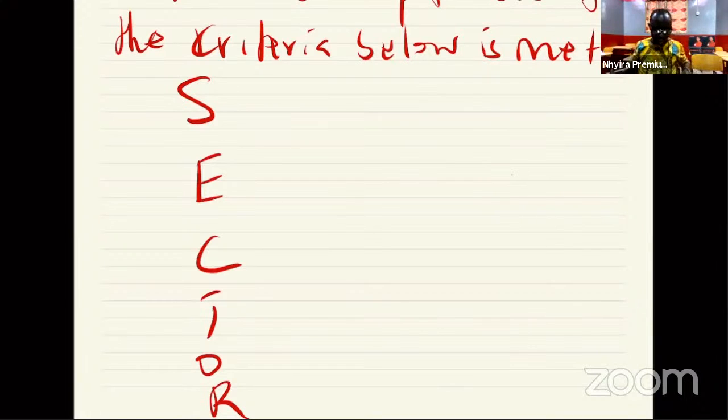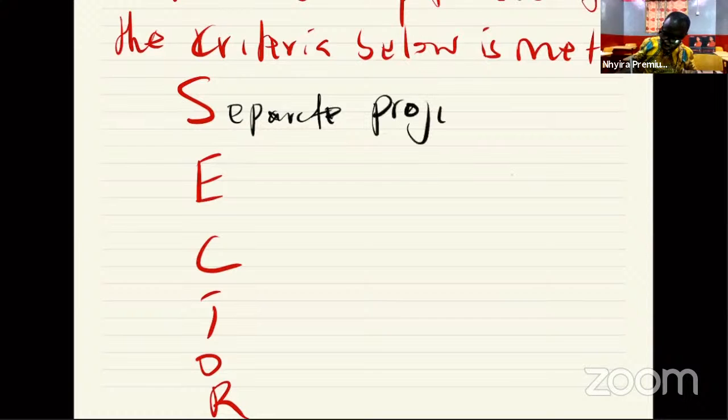So what is S? The S here simply means that it should be a separately identified project. And I've said this already, that when we say something is separately identifiable, it means that it can be purchased, it can be sold, and it can be rented separately, individually, on its own.